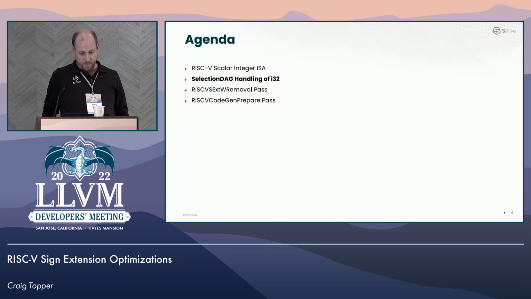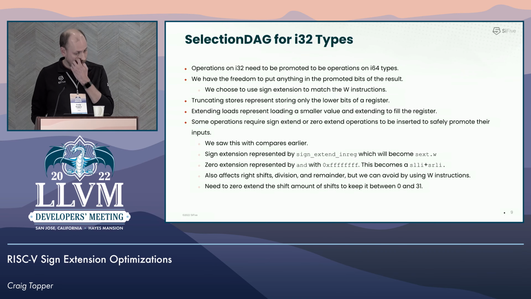So now that I've gone over the basics of RISC-V, I'm going to move on to how we create W instructions in SelectionDAG. So all of the operations on i32 types will need to be promoted to an i64 type, as we only have the one register class marked as legal in SelectionDAG.